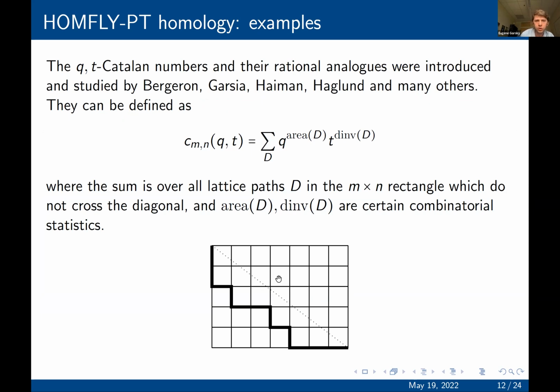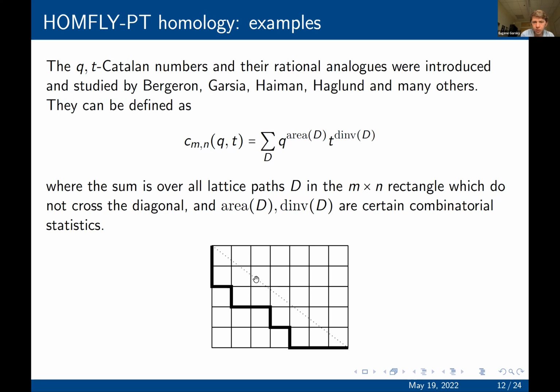The shortest definition is the following. You look at the rectangle M by N. Let's say M is vertical and N is horizontal. You draw the diagonal in this rectangle, and you count the lattice paths below the diagonal. If your rectangle is a square, this is one of the definitions of Catalan numbers, and it's known that these Dyck paths are in bijection with triangulations. Here you can put any M and N.